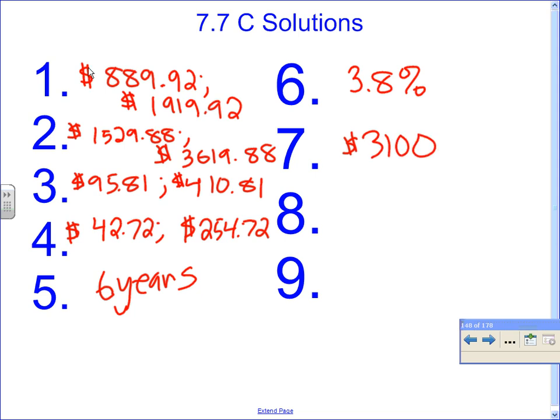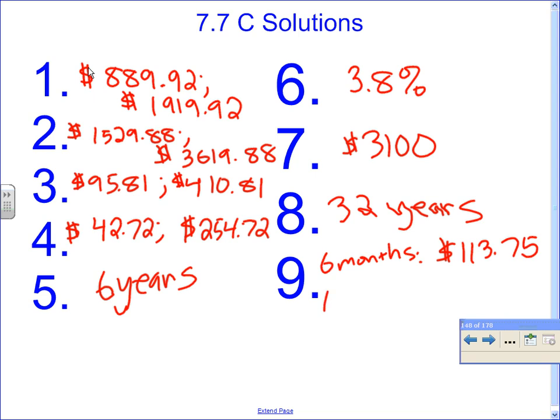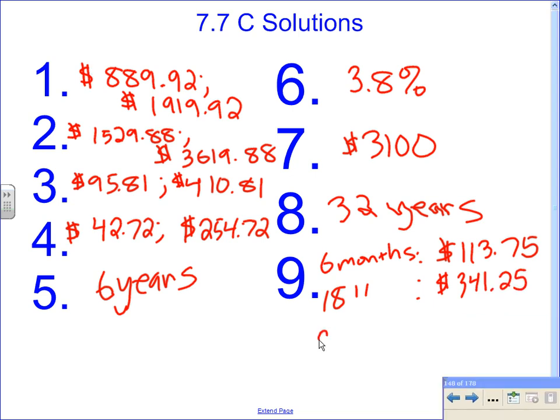Number 8. Briar, number 8. Should be less than that. Annalise, what'd you get for 8? Good, 32 years. And then number 9, there was 3 things you had to find. For 6 months, it was $113.75. For 18 months, the interest is $341.25. And then for 30 months, you get $568.75.